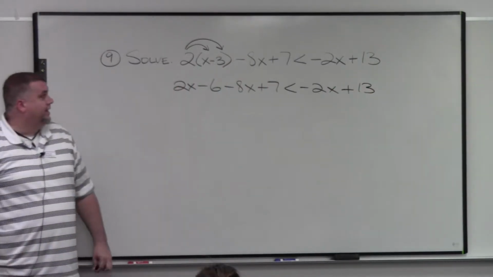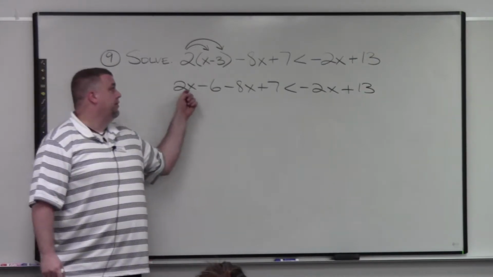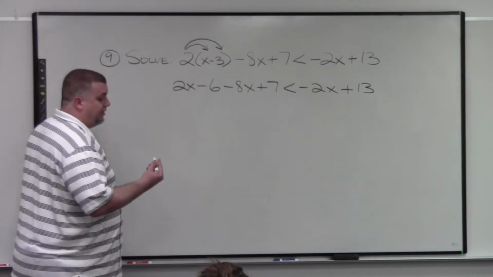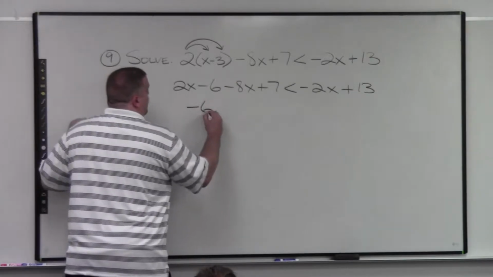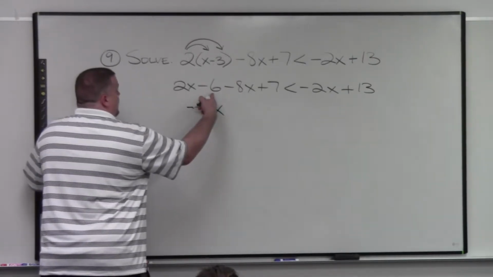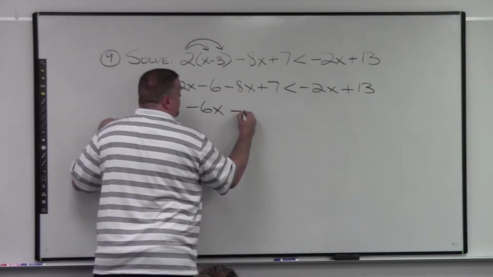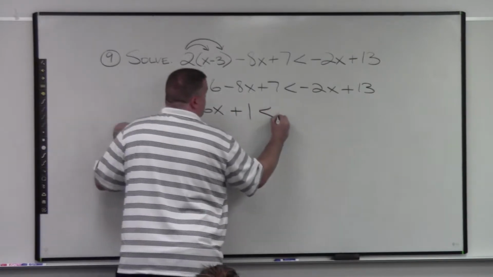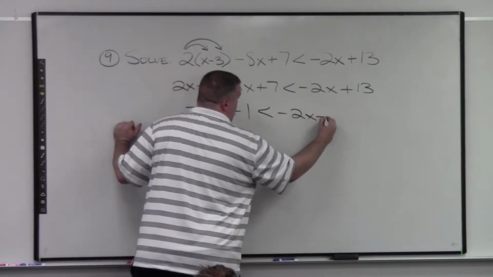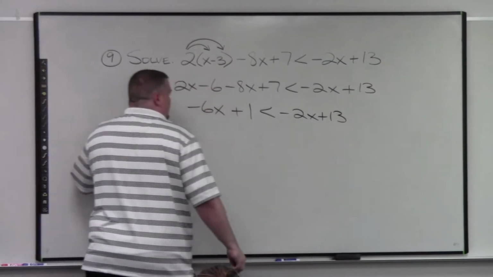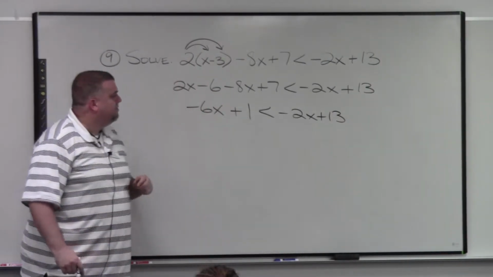Now I want to add together like terms. So can we add the 2x and minus 8x? What does that give us? Negative 6x. Negative 6 plus 7 plus 1. We can't add anything together on the right side. We'll just leave it as is.